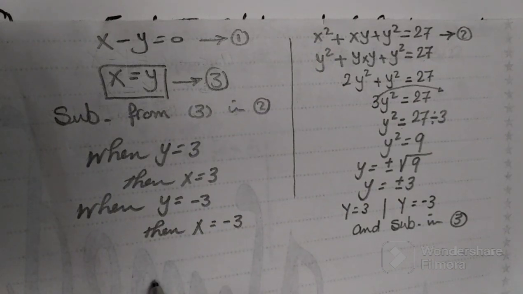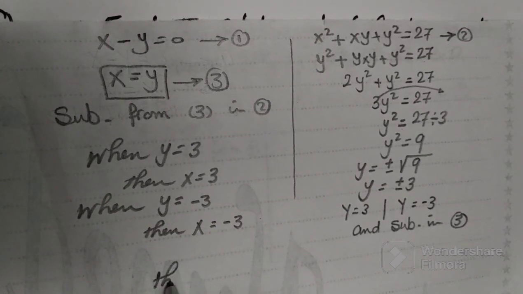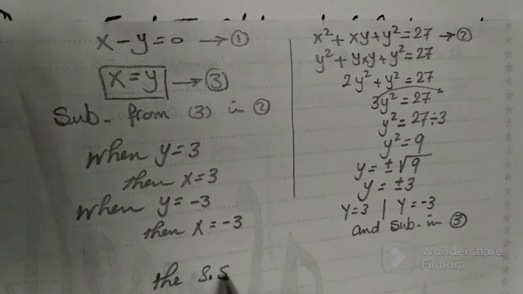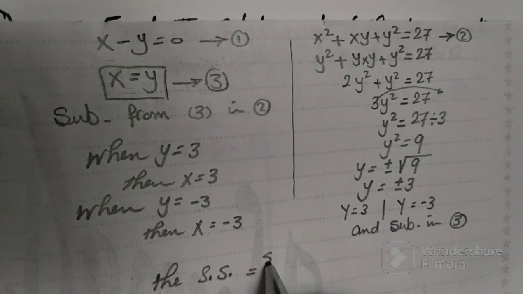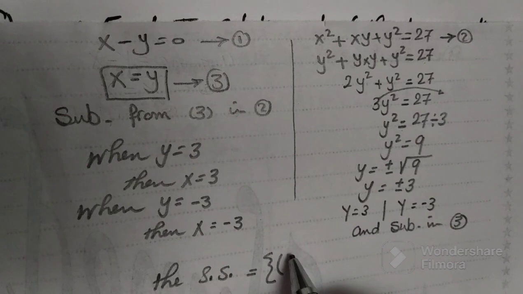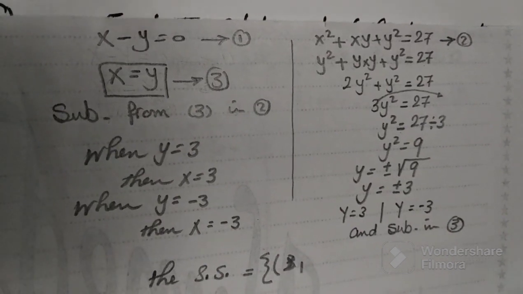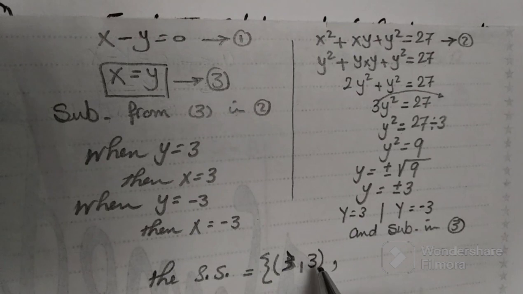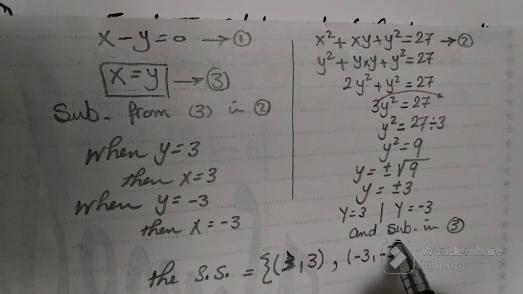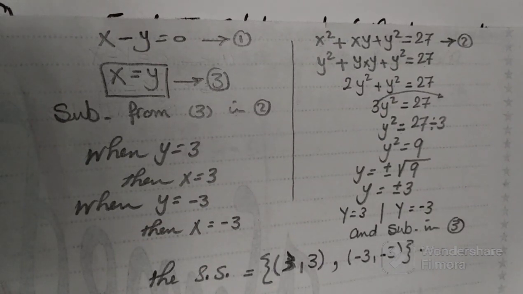Then the solution set: when x equals 3, y equals 3. When x equals negative 3, y equals negative 3. Okay.